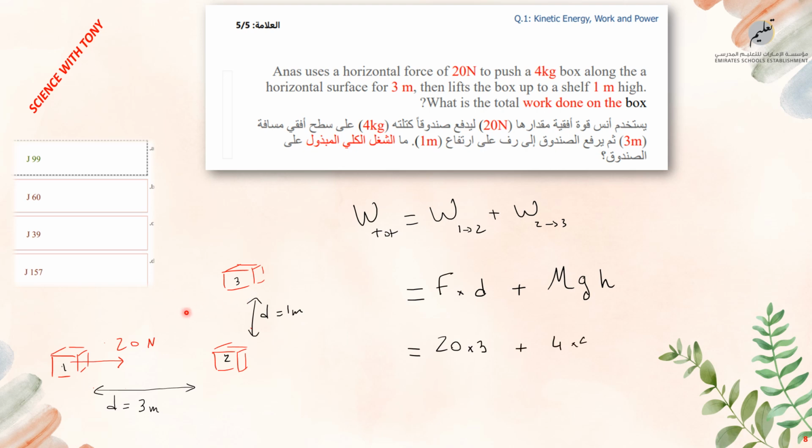So let's divide the problem into two sections. First, the work done from point 1 to point 2, plus the work done from point 2 to point 3. From 1 to 2, it's force multiplied by distance. The force applied is 20 Newton multiplied by 3 meters, plus the work done from point 2 to point 3, which is mgh. The mass of the box is given, 4 kilogram, g is 9.8, and the displacement in that case is 1 meter. So the answer is 99 joule.